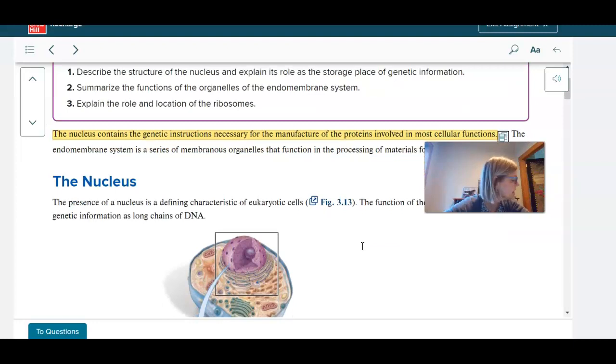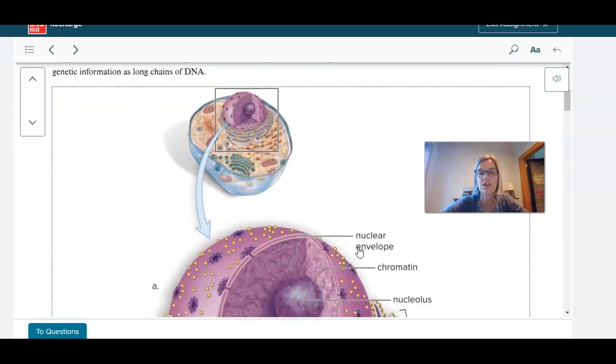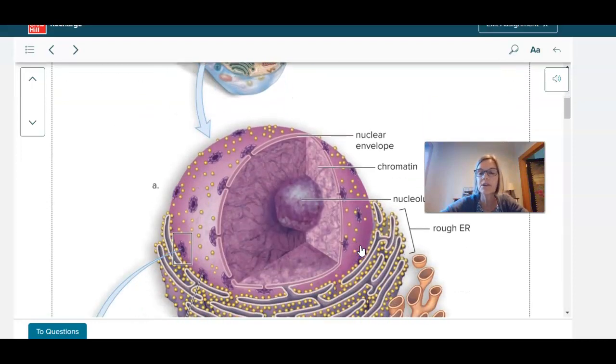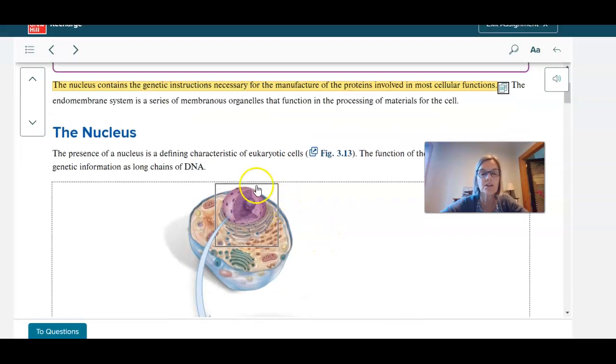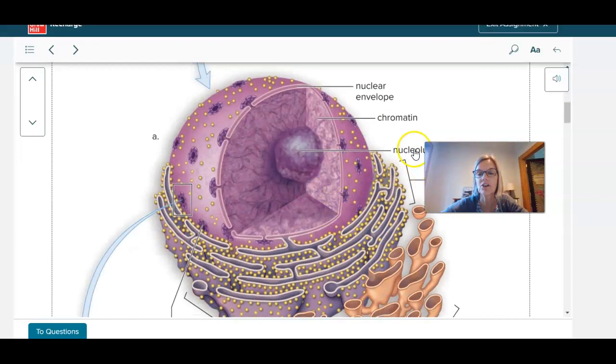I guess the main thing I want you to know is the structure of the nucleus and its role in the storage of genetic information. When you look at the nucleus, here's a cell, there's a nucleus inside. Looks like there's a little thing inside there too, and that's actually called a nucleolus, which I'm not going to talk about right now. But there's the nucleus that stores the chromosomes.